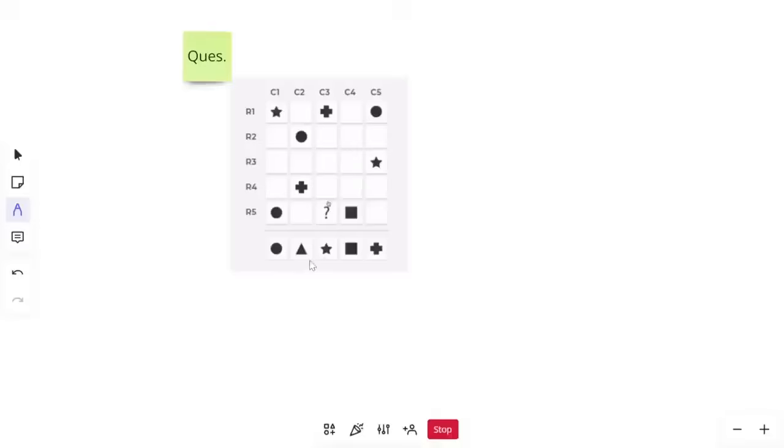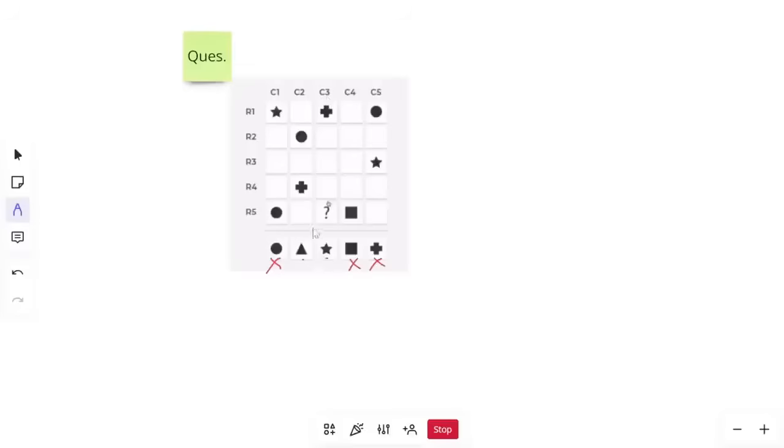Let's now see. First of all, we will try to eliminate which cannot come. So see, circle cannot come obviously because circle is already there once in this row. So more than one circle cannot come again. That is why we have eliminated circle. Let's eliminate square in the same way, because square is also there in the same row. We can also eliminate plus because plus is already there once in that column. Now we are left with only two symbols, that is star and triangle.